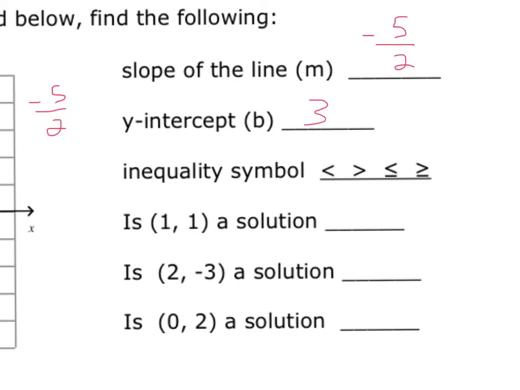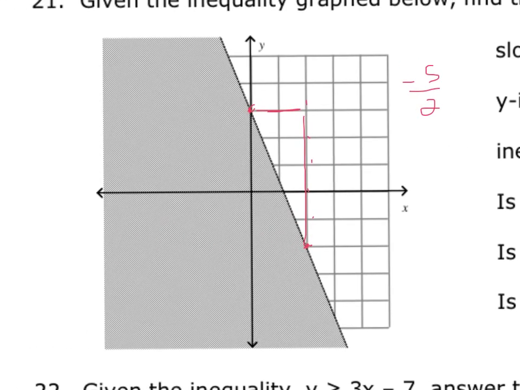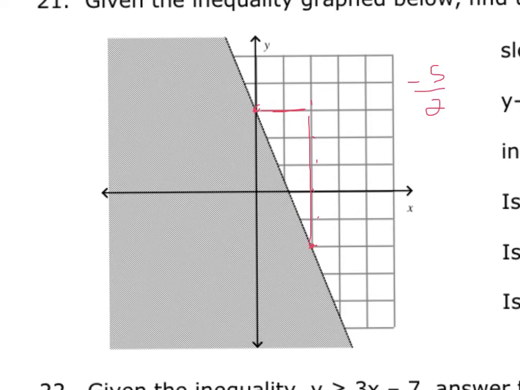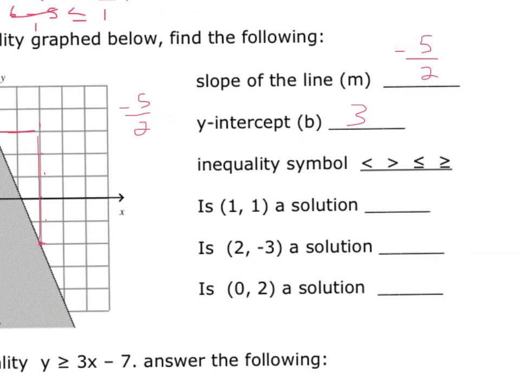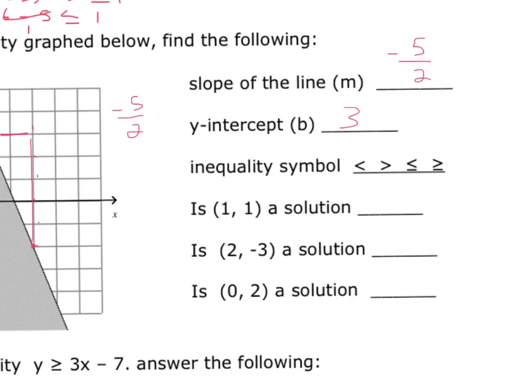The inequality symbol, well, if I'm on the line and I'm looking to see if the values are greater or less, we would see that we are shading below the line, so that is less. We see that it is a dotted line instead of a solid line here, so not equal to. So the inequality symbol that I would use is just going to be less than.